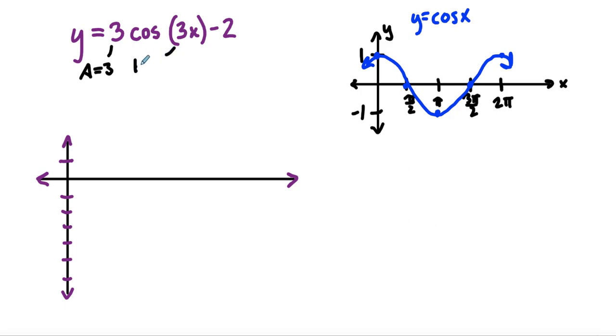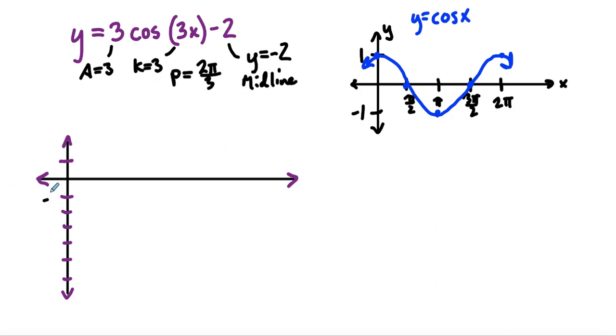We have a frequency of 3 as well, which now means that the period of my function is 2 pi over k. So that's going to be 2 pi over 3. So that's going to change some things. And then we have a midline of y equals -2. So now let's go ahead and set up this graph based on that midline.